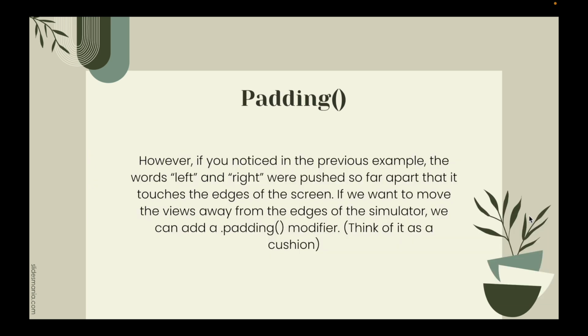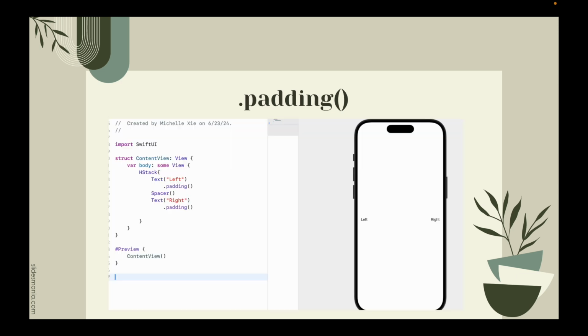And then padding. If you notice in the previous example, the words left and right were pushed so far apart that they touch the edges of the screen. We want to move the views away from the edges of the simulator. We can add a padding modifier. So you can think of it as a cushion. This is an example here. I added a spacer, and below the text, I added the padding modifier. The padding leaves a space off from the edges of the screen so the view overall looks better.